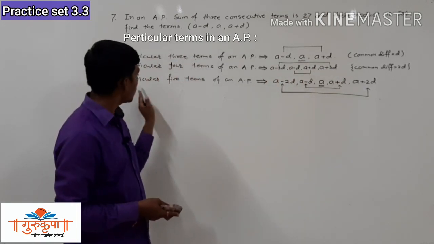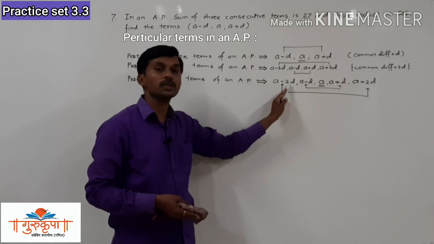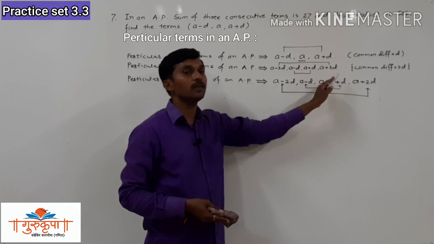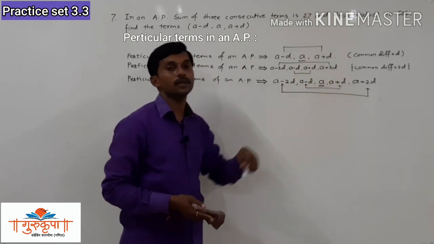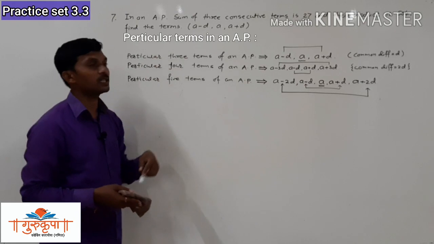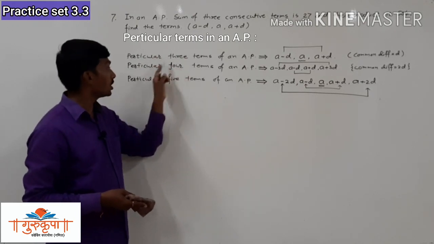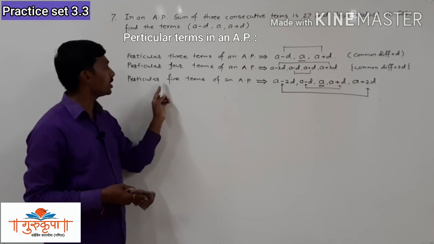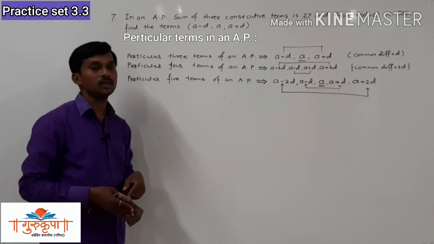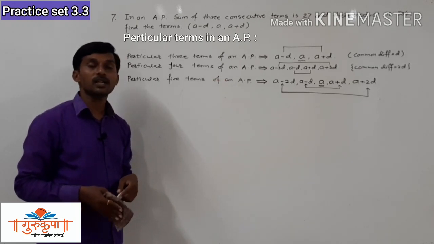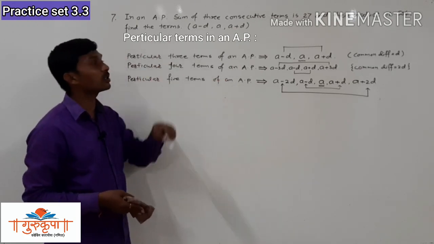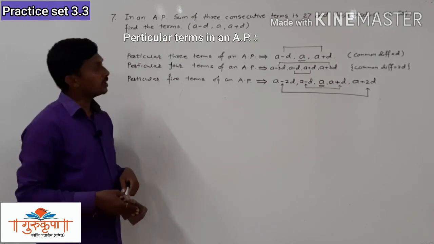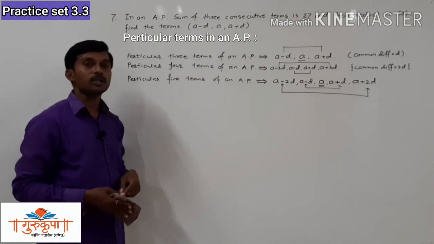If the example is given about the 5 particular terms, then the first term is a minus 2d, second one is a minus d, third one is a, then a plus d and then a plus 2d. Here we have given two examples related with the particular 3 terms and particular 4 terms. We have not given an example related with the 5 terms, since we have to remember that part also. If the example is asked about 5 consecutive terms of an AP, we can easily solve it using these particular terms.